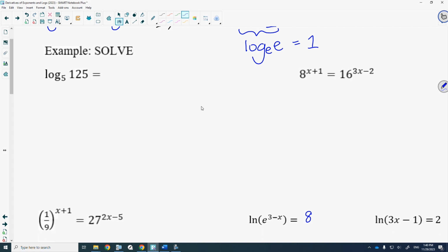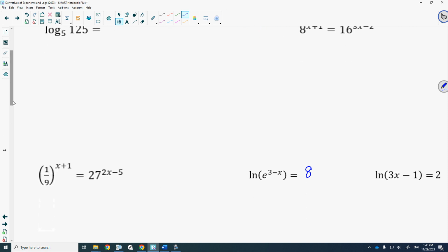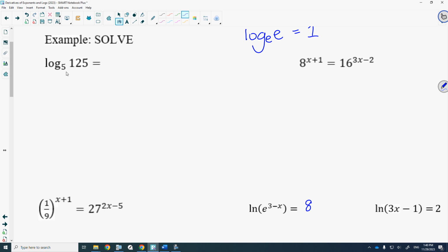Let's review some solving from 30-1. So these would all be 30-1 questions, and then I'll add in some natural logs into this. So log base 5 of 125. There's two ways that we could do this question. You could say 5 to what power will give you 125. So what is that answer? 3. 5 to the power of 3 will give you 125.